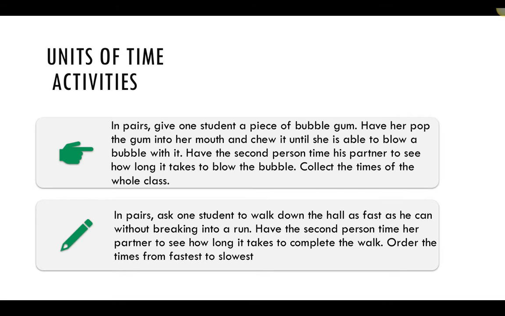In pairs, you could ask one person to walk down the hall as fast as he can without breaking into a run. Have the other person measure it. Same thing. Once you have all those times, you can add them, combine them, as though it's a relay. You can compare them to see who's fastest.